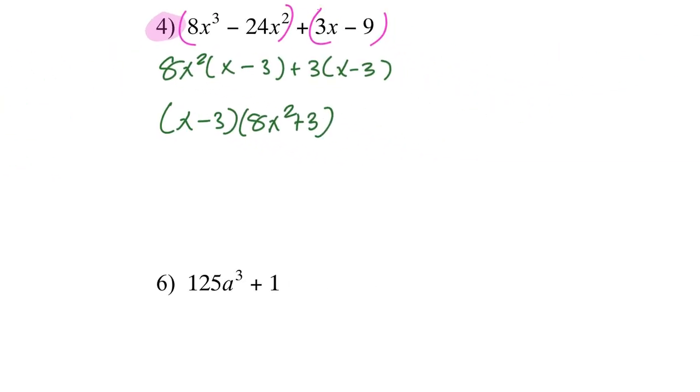The second one, number 4, I'm going to group. Common factor here is 8x squared. Common factor here is positive 3 because the sign is positive. So I have x minus 3. Factor out the common factor, and that's my factorization.